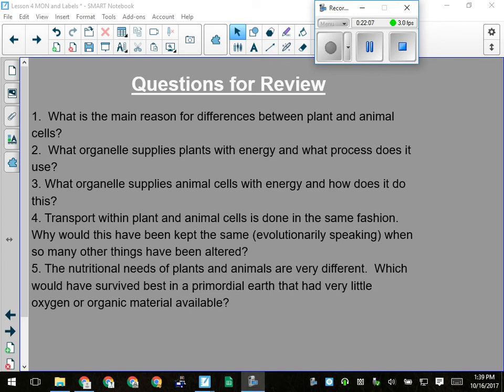Okay, number 5. The nutritional needs of plants and animals are very different. Which would have survived best in a primordial Earth? That means like 4 billion years ago, or 3.5 billion years ago, that had very little oxygen or organic material available. Photoautotrophs or chemoheterotrophs? Which one would be better?